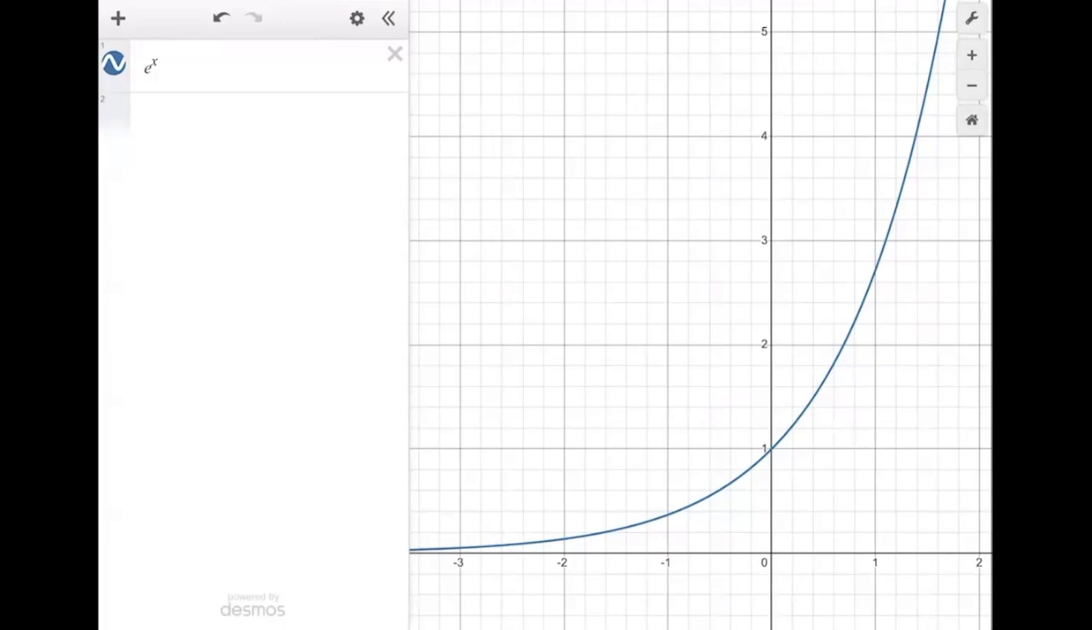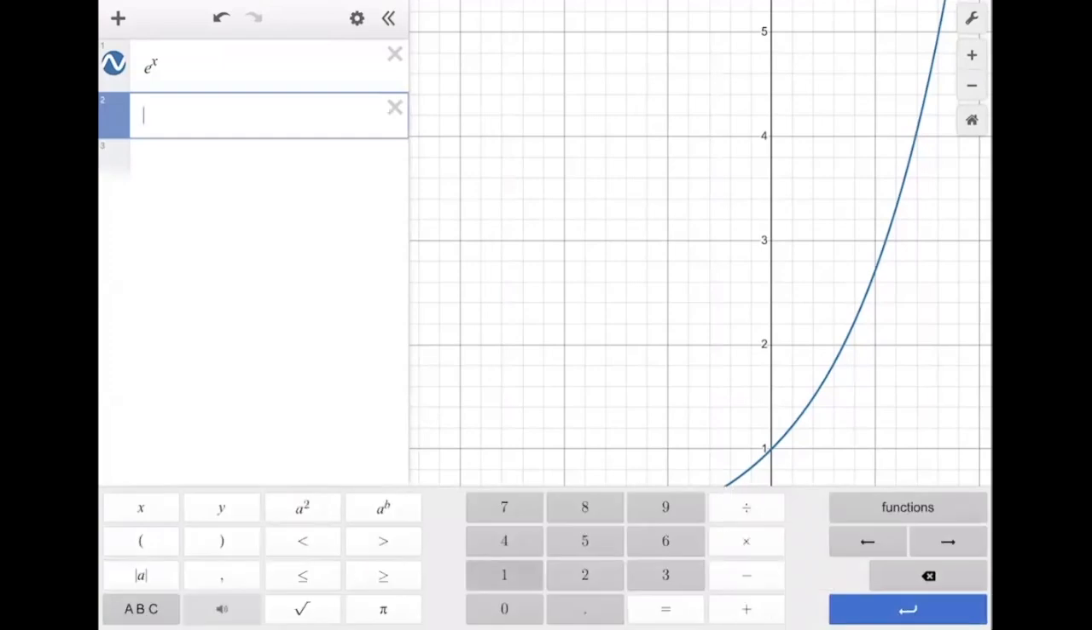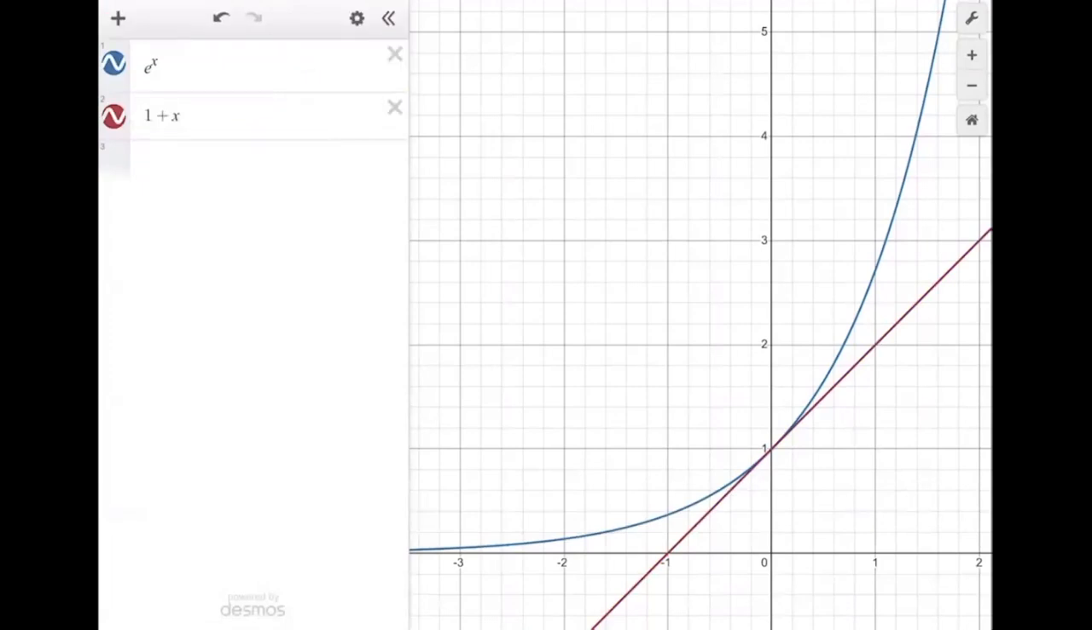And I'm going to write the sum of the first two terms for e to the x. So that was just 1 plus x. Let me do it in red. All right, so this is the linearization. So 1 plus x is the Taylor polynomial of degree 1.